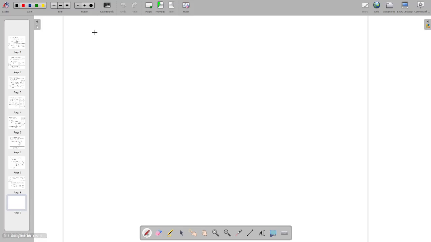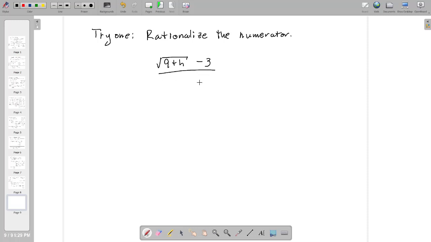I want you to try a couple here. I want you to rationalize the numerator on this problem. Now, this plays a very big role later on in mathematics, this square root of 9 plus h minus 3 over h, where 3 and 9 are not really special. There's a relationship between 3 and 9. Hopefully, you'll see it when you do this problem. But overall, those numbers are not special, just that relationship is.